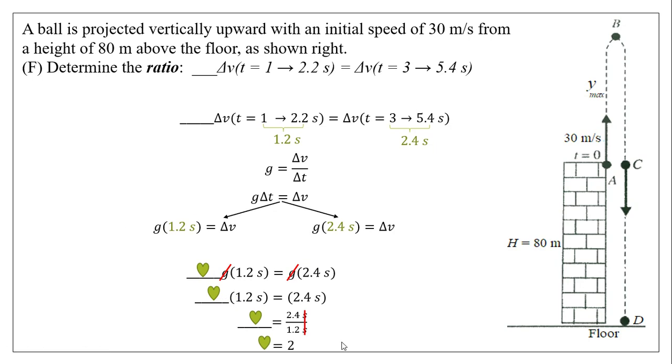And I've made a note here that the coefficient 2 has no unit. So it's important that you understand that when you're doing the ratio problem, your final answer has no unit because the units are already canceled.